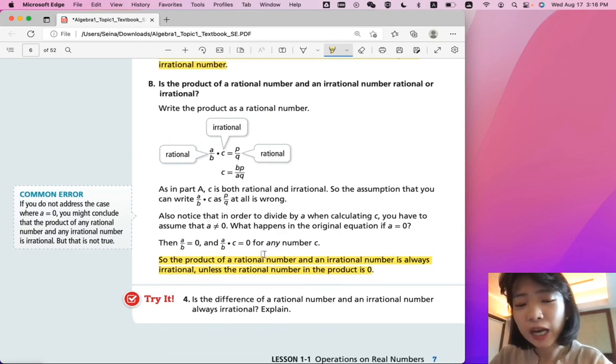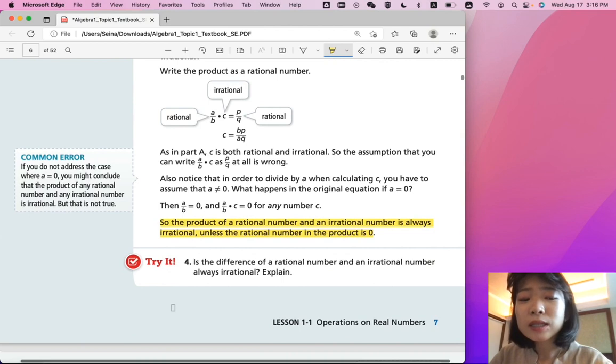So how does the product change if the factors are 0 and an irrational number? The product must be rational, since the product will be 0. If you get a 0, 0 is part of the rational numbers. So this only works when the product is not 0.